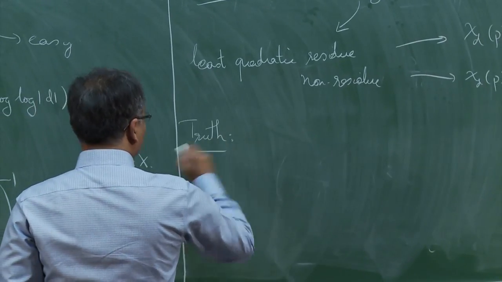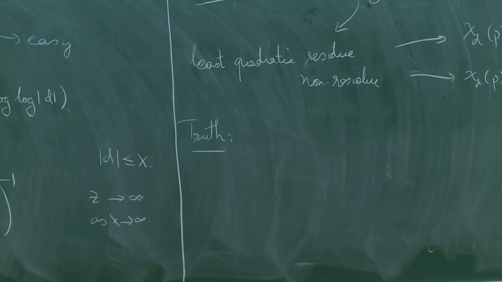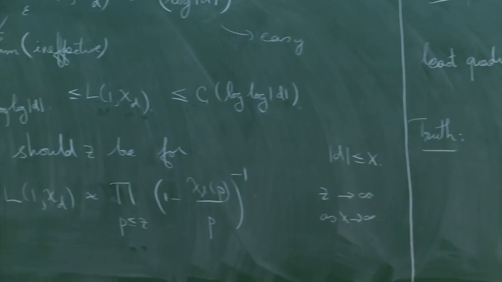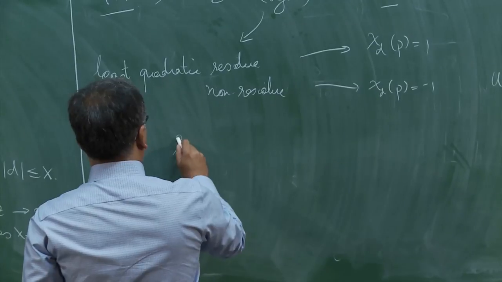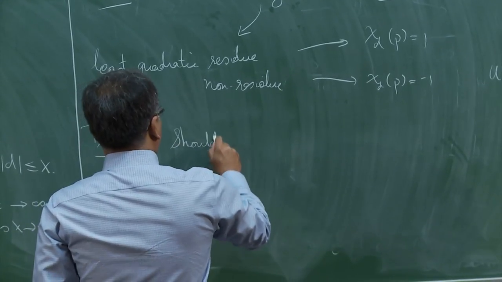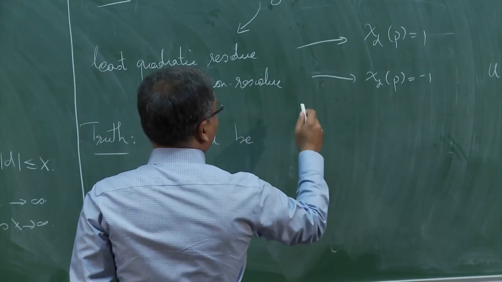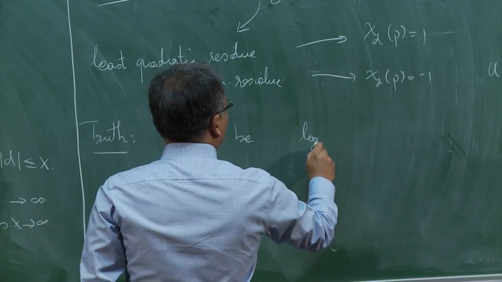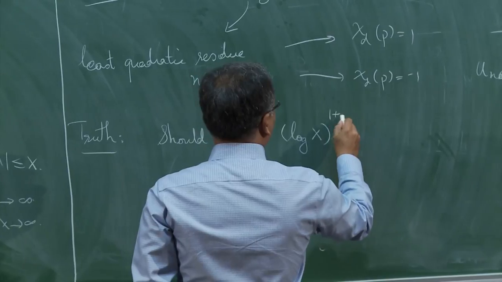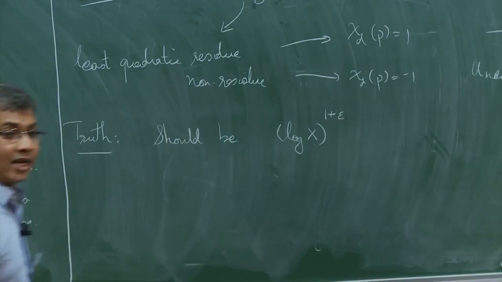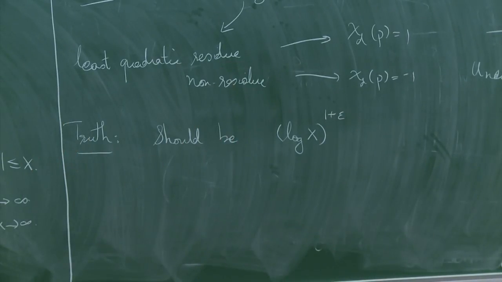The truth in these cases should be that there exists such a value, really, that you can take anything which is a little bit larger than log x. So let me put log x to the 1 plus epsilon. But you'll see that I can make it even a little bit more precise, like log x times log log x.